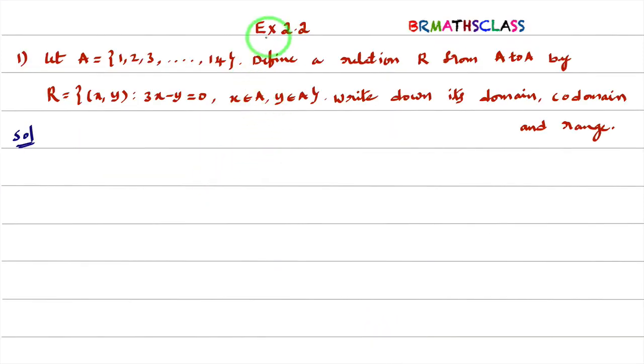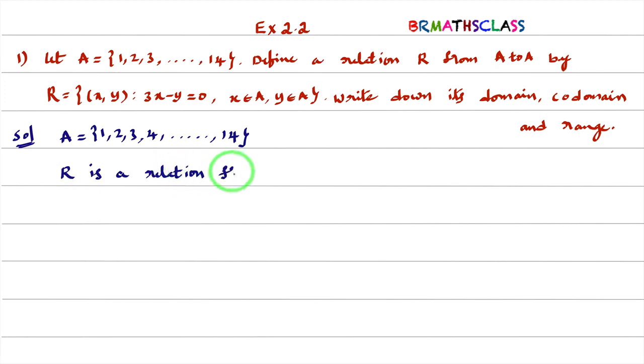This is exercise number 2.2, first problem. You observe this question, what is the given information? They gave that set A equals {1, 2, 3, 4, 5, 6, 7, 8, 9, 10, 11, 12, 13, 14}. First I'll write the given information, okay? And further, if you observe, R is a relation from where to where, I'll write that information also. R is a relation from A to A, okay?